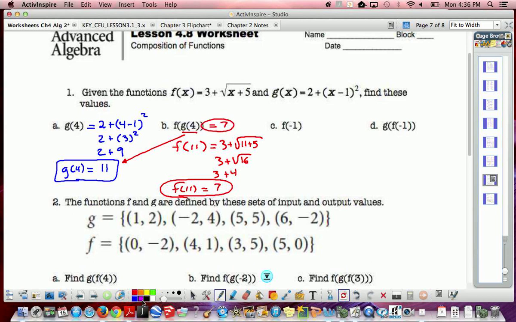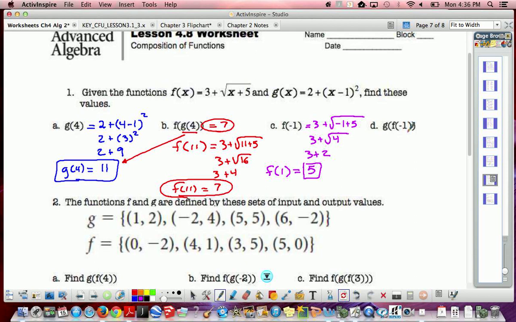All right, same process with C and D. They kind of go hand in hand. I'm going to find f of negative 1. So f of negative 1 is equal to 3 plus the square root of negative 1 plus 5. Well, negative 1 plus 5 is 4. Square root of 4 is 2. 3 plus 2 is 5. So f of negative 1 is equal to 5. I almost wrote f inverse, my apologies.